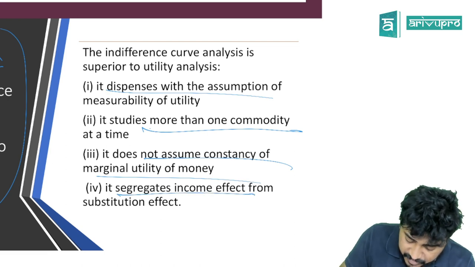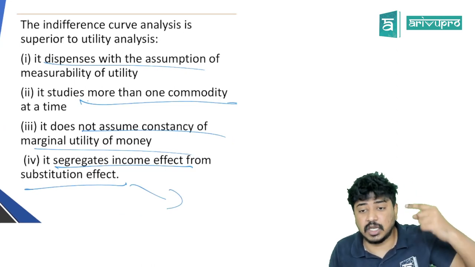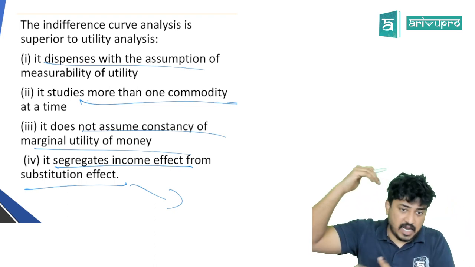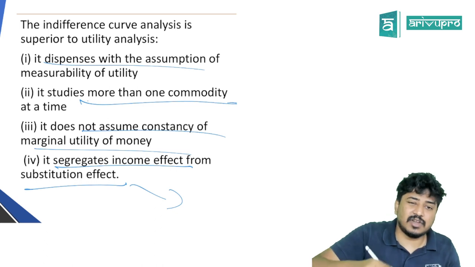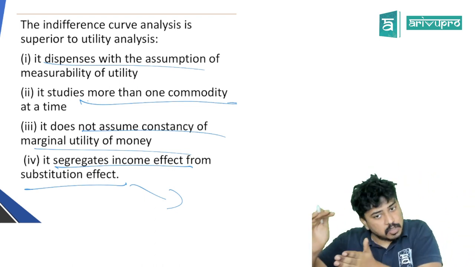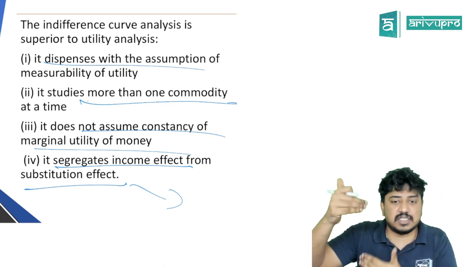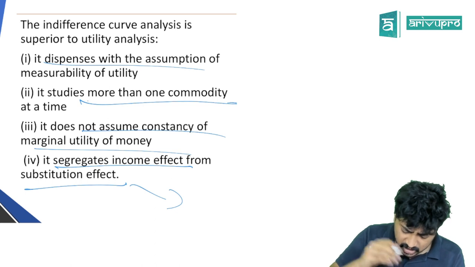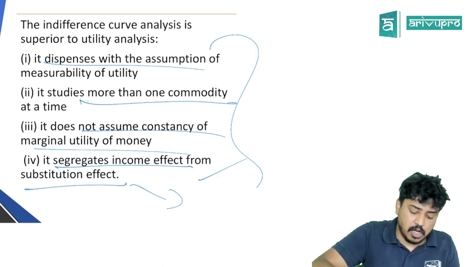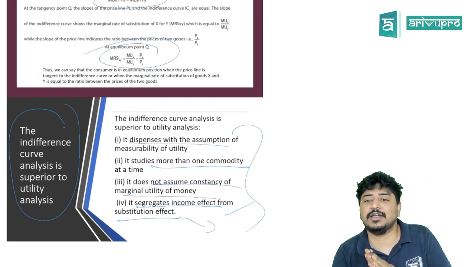And it segregates income effect and substitution effect, right? As I told you, this is not there in your portion. This is just a line, but in demand, we studied the rationale behind price effect, income effect and substitution effect. So in indifference curve, you can actually find what contributes to income effect and what contributes to substitution effect, in a graphical way. Why is the consumer moving to the other commodity? That is what they are trying to say in the last one. So these are the four advantages of indifference curve, right? And that winds up your chapter for utility.